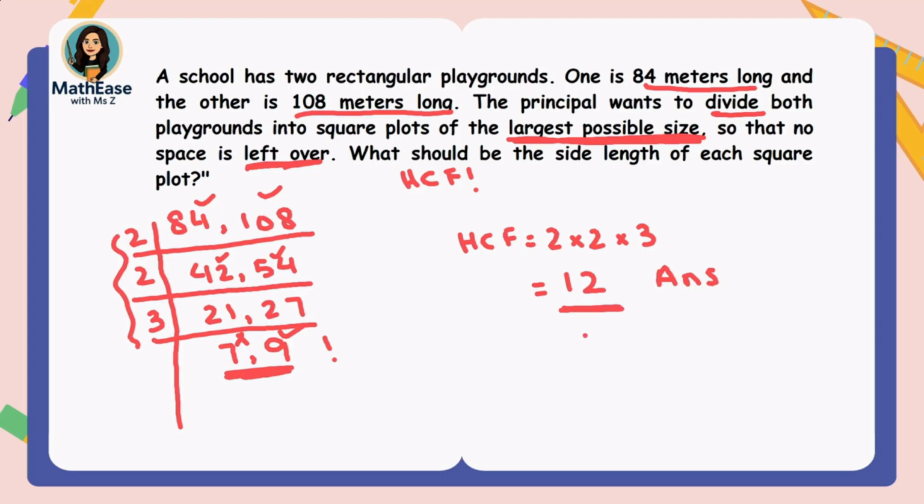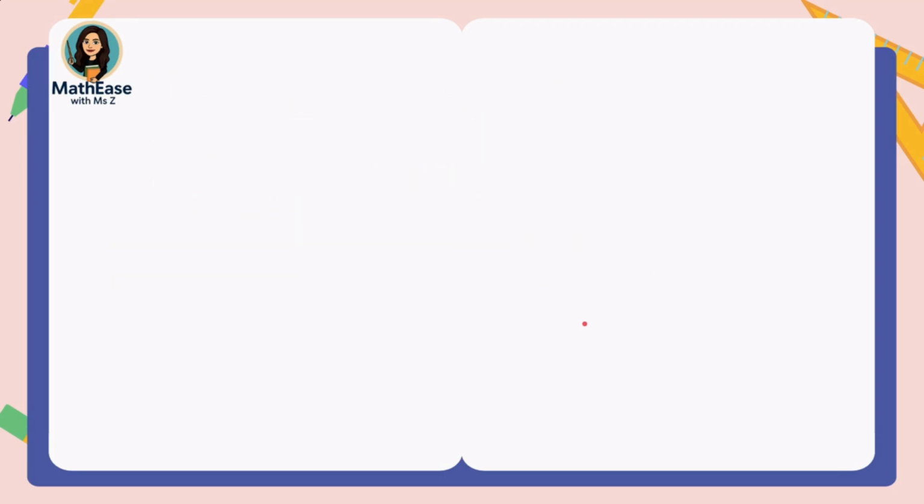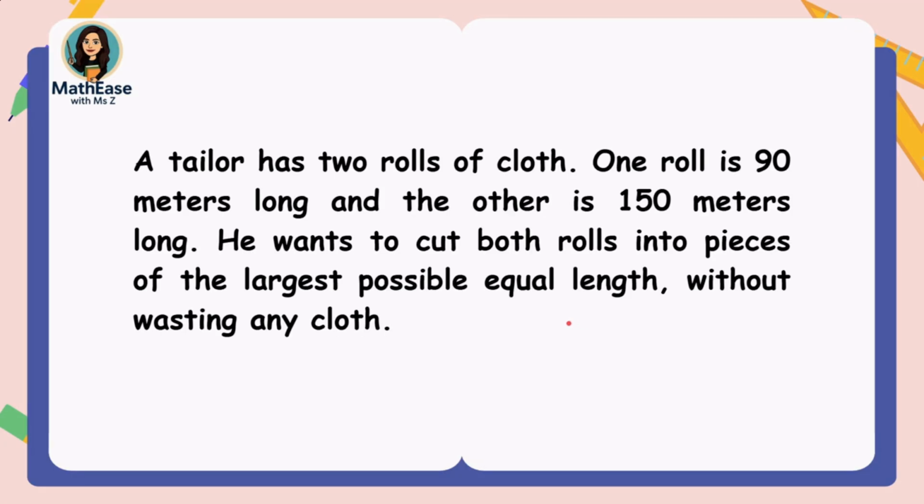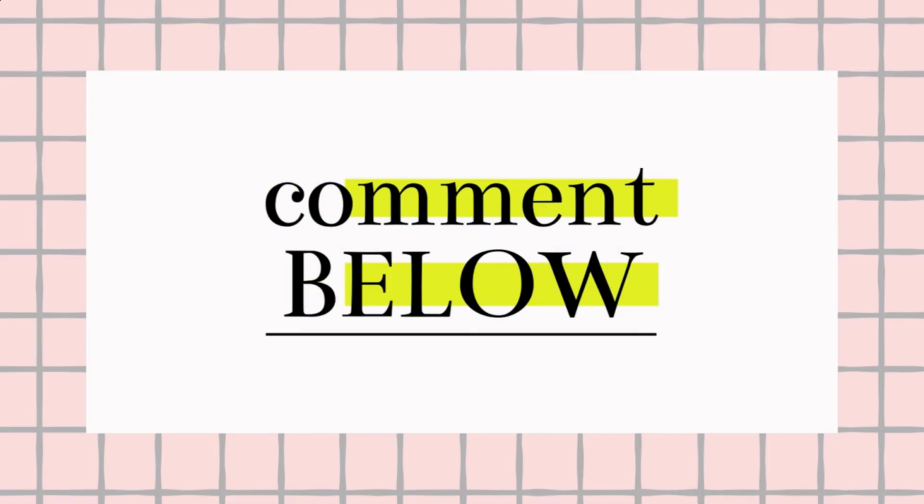Now, don't think I'm going to let you off the hook so easily. Now it's your turn. A tailor has 2 rolls of cloth. One roll is 90 meters and the other is 150 meters long. He wants to cut both rolls into pieces of the largest possible equal length without wasting any cloth. Write your answers in the comments below and let's see how many of you get it right.